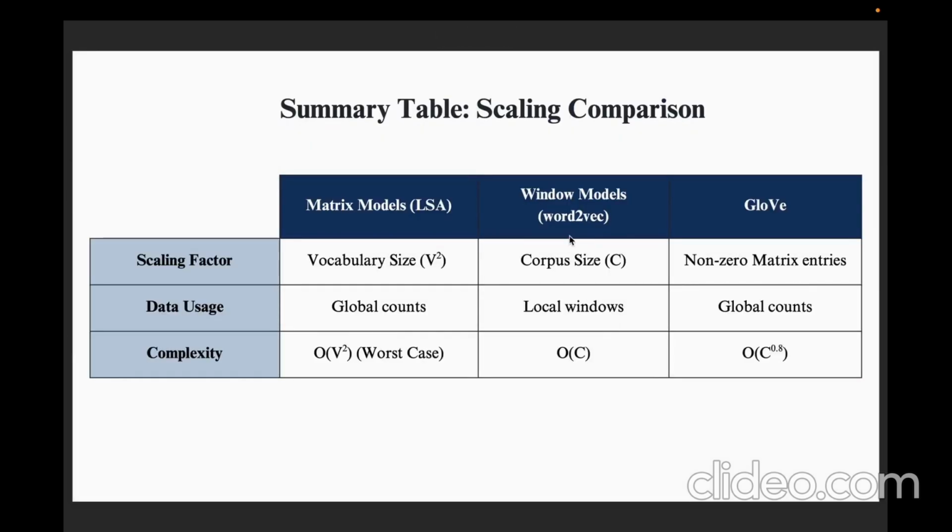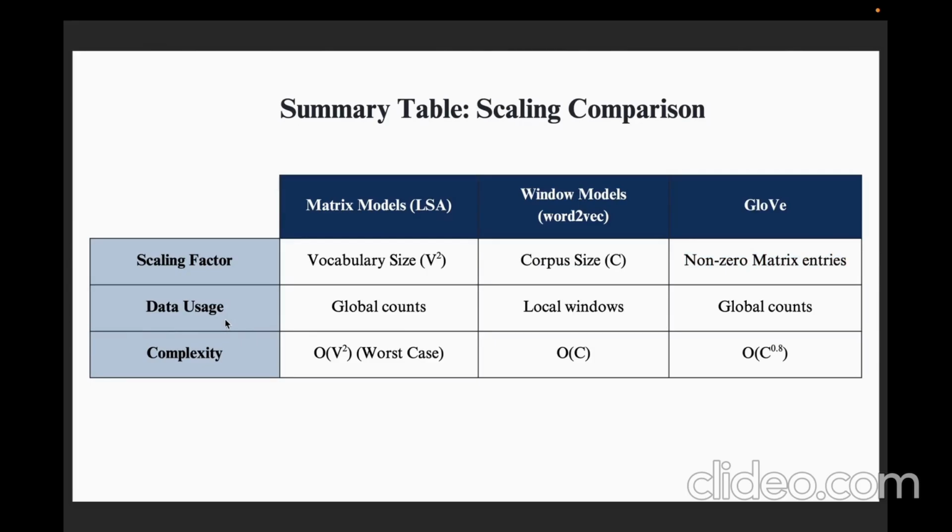Summary table, the scaling comparison of the older two methods with GloVe. We can see that 3 models are taken and 3 parameters for judgment are taken, which are scaling factor, data usage, and complexity. Scaling factor for LSA is the vocabulary size fully, which is V square, while for window models like Word2Vec skip-gram, it is corpus size C, while for GloVe it is a very efficient non-zero matrix entries only.